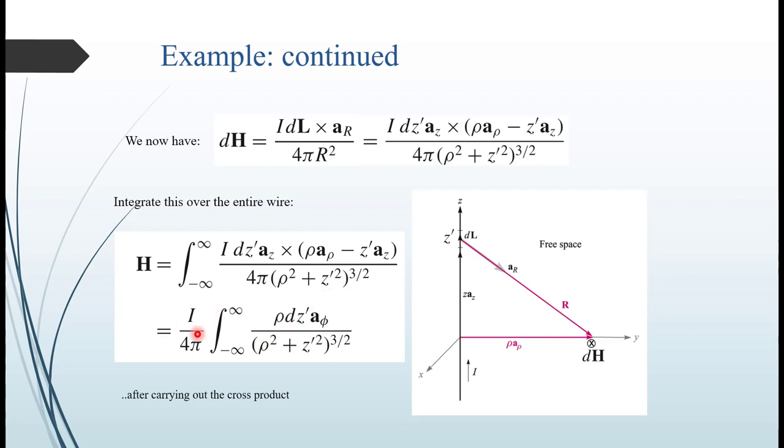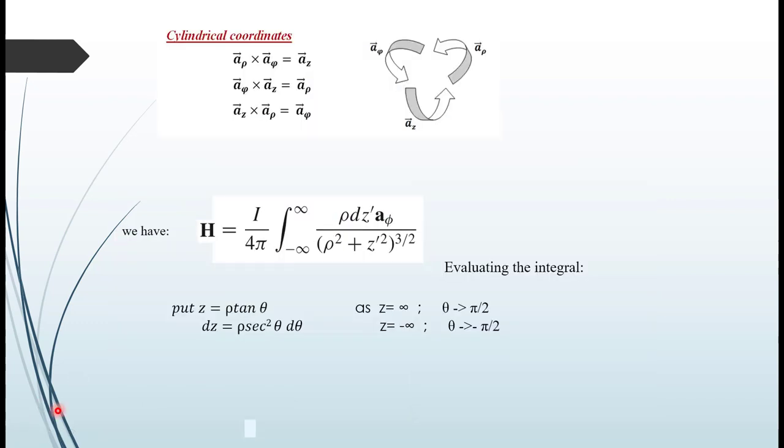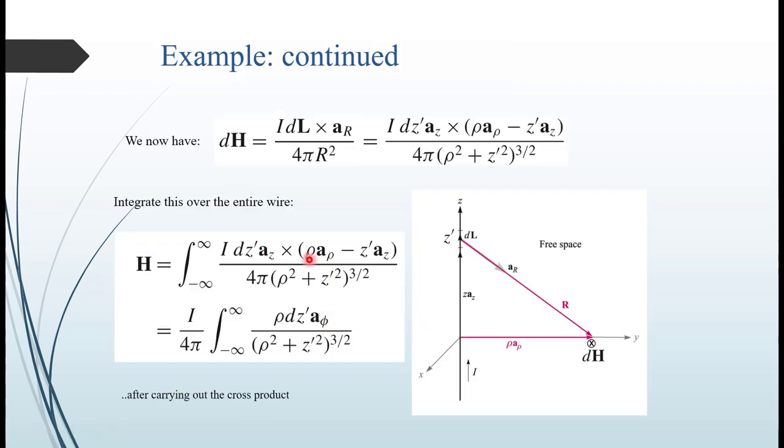So 4 pi and I are constant, that is taken outside. Now this az cross ar we have to find out. So az cross ar is what? We know these identities, az cross ar, the third one, is equal to a phi cap. So we'll put az cross ar is equal to a phi cap.